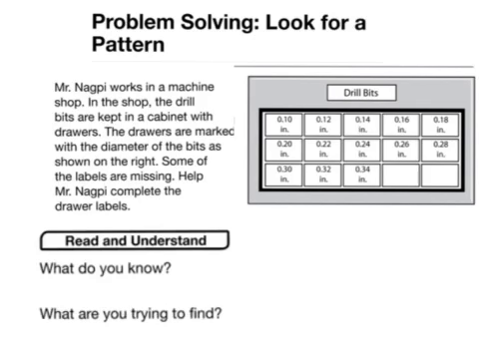Read and understand. First, you think about what do you know? Well, you know that some drawers are labeled with decimals. And what are you trying to find? You're trying to find a way to find the value of the missing decimals. So these two spots right here, that's what we're trying to find.